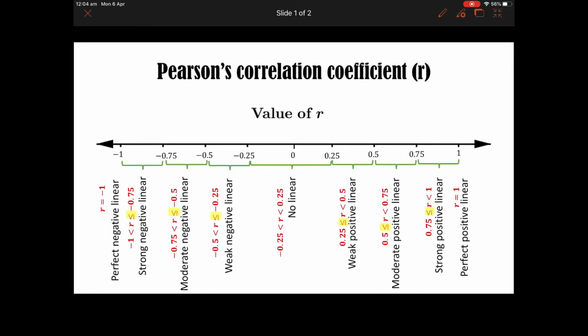However, you need to be careful. If you look from -1 to 0, lower extremes of R values are not included in those categories where the range is given. On the positive side, upper extremes are not included, whereas the lower extremes are included. For example, 0.25 is weak positive linear, but you cannot say there is no relationship between two variables.